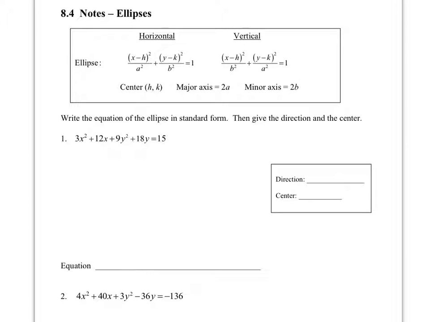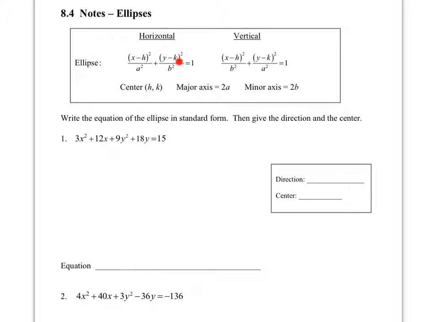So today for 8.4 notes, this is day 2 on ellipses, we're going to convert equations that are not in standard form into standard form. So it's kind of like what we did with the circles. This first equation that we've been given, this is an ellipse, but it is not in this form or this form, the one that we worked with yesterday.